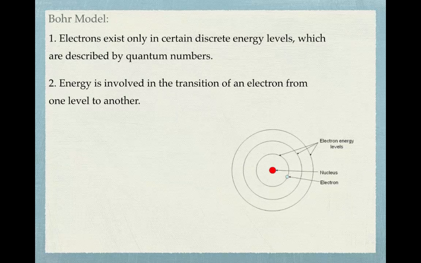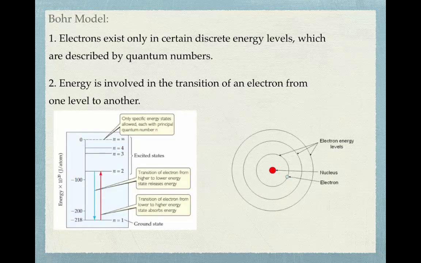The second point that he made, that is important for us as we continue on with this concept, is that energy is involved in the transition of an electron from one level to another. So in order for an electron to jump from one energy level to another, if it's jumping to a higher energy level, it's going to have to absorb energy in order to do that. If it jumps down energy levels, so from let's say n equals 2 to n equals 1, it's actually going to release energy. Okay? So you can see this right here.